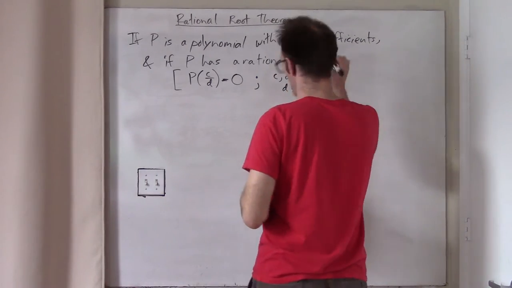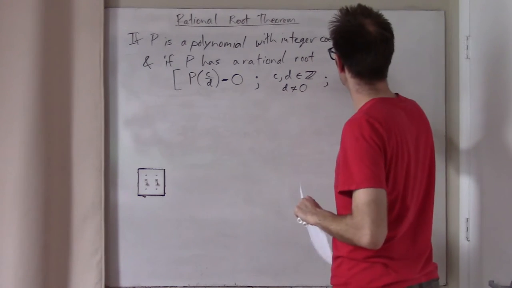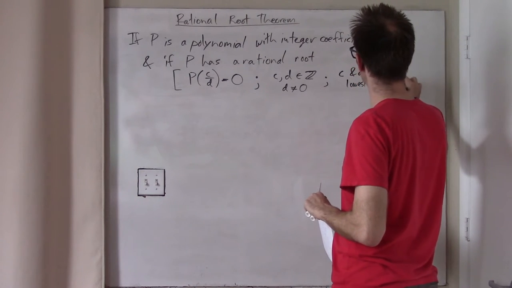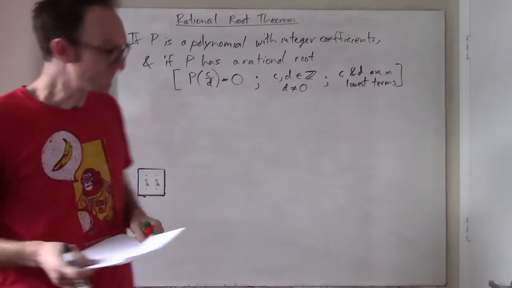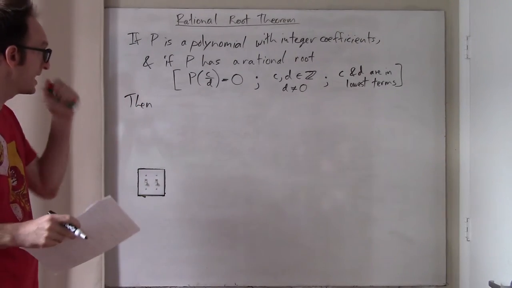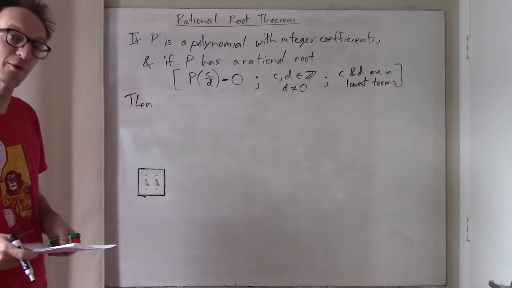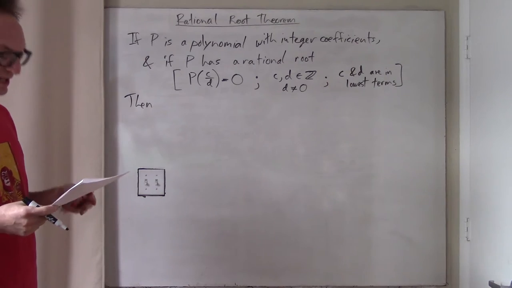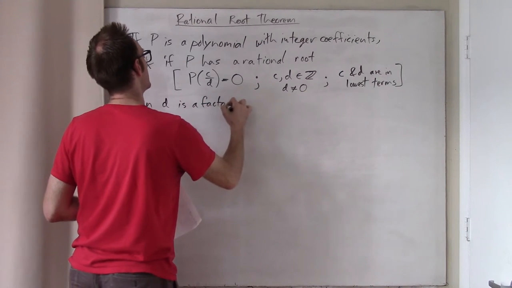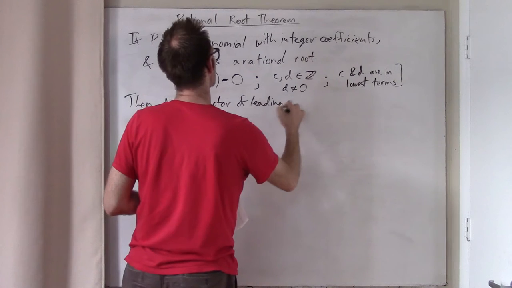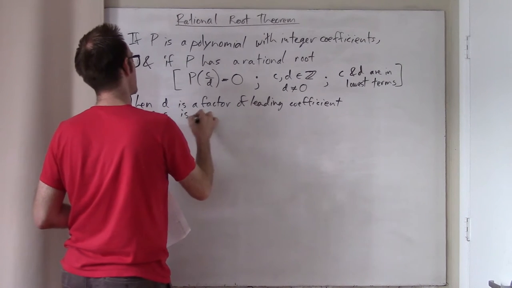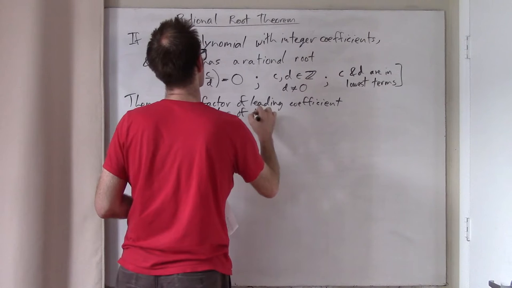And as we've said just a minute ago, this makes sense only if C and D are in lowest terms. In other words, you've reduced the fraction as much as possible. I'll say more about that later. Okay, if all of that is true, then finally I'm ready to state the theorem. Well then, the denominator is a factor of the leading coefficient, and the numerator is a factor of the constant term. So D is a factor of the leading coefficient, that is, the coefficient of highest degree of the polynomial. And C is a factor of the constant term.